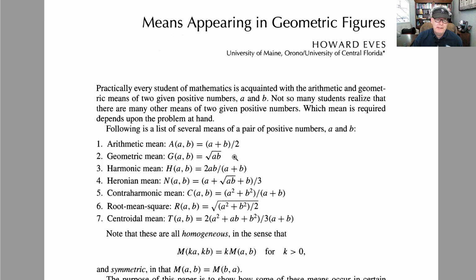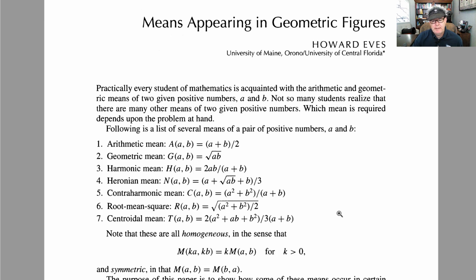The geometric mean, multiply two numbers, take their square root. Harmonic mean, that's sort of like averaging the reciprocal of the two numbers and then taking the reciprocal of that average. The Heronian mean, contraharmonic mean, root mean square, centroidal mean.